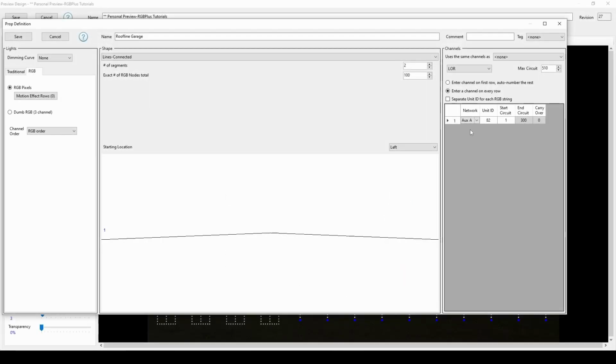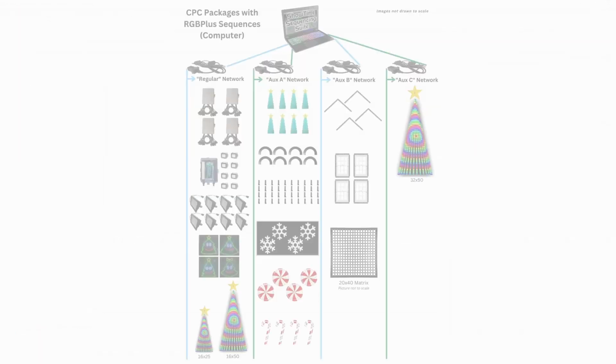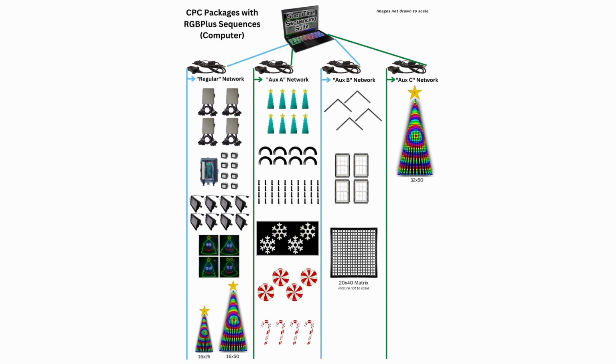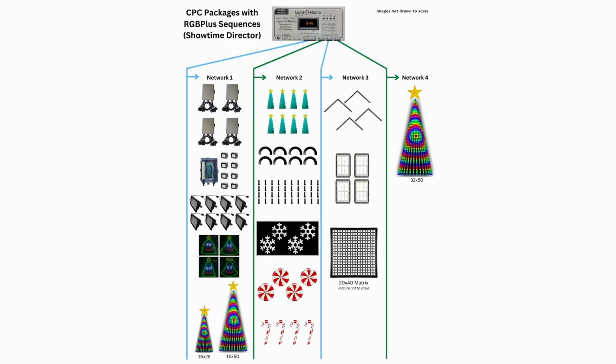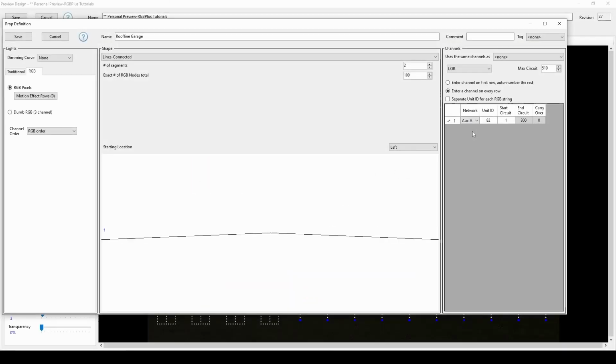If you're transferring an RGBPlus sequence to your preview, this network column is very important. By default, the RGBPlus sequences have props split onto 4 different networks due to the large number of props included. If you are reassigning props to networks other than their defaults, make sure to look in the description of this video or on the Light-O-Rama website to learn more about the recommended maximum number of channels per network and what factors may allow you to connect more or less.